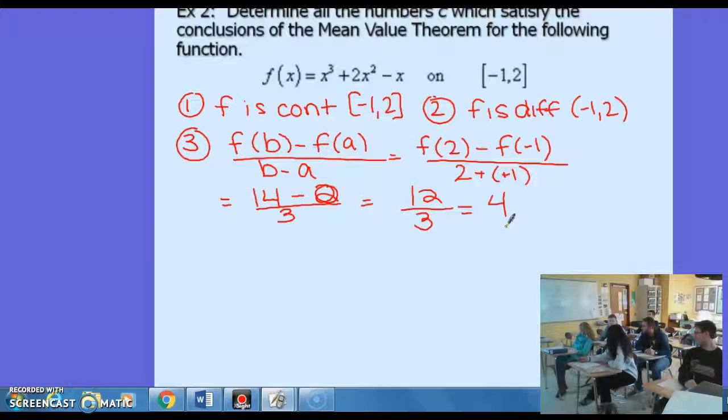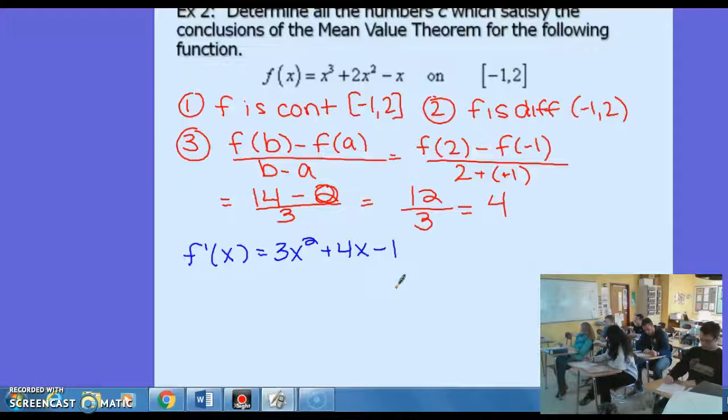Now, find your derivative. So what's f prime of x? 3x squared. Here's the difference. What I want to occur now is I want f prime of c, for the critical point, to equal the slope of the secant. So instead of setting this equal to 0, I am now setting it equal to 4.